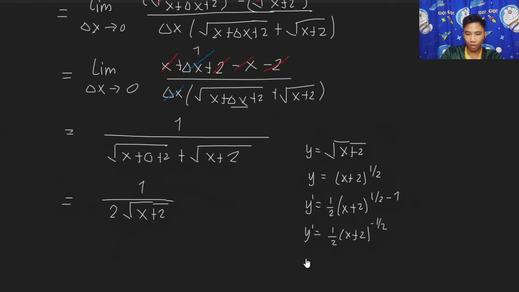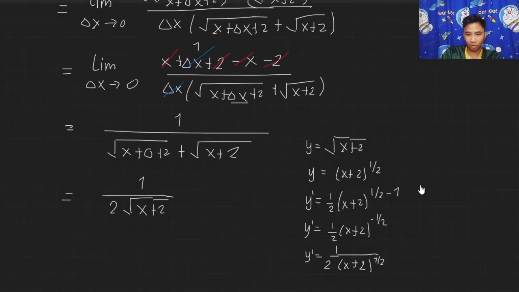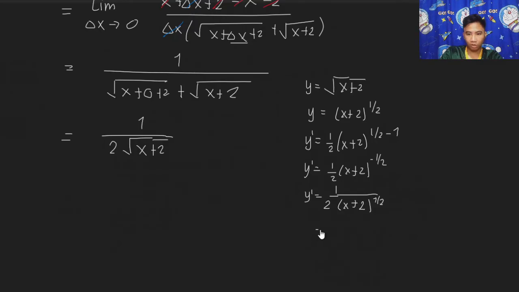Now, we will have 1/2. So, negative exponent, ibababa natin siya. x plus 2 raised to negative, ay becomes positive na. Yan. And then, our answer will be, ibalik lang natin sa square root yung raised to 1/2. Yan. Square root of x plus 2. As you can see, they are the same.